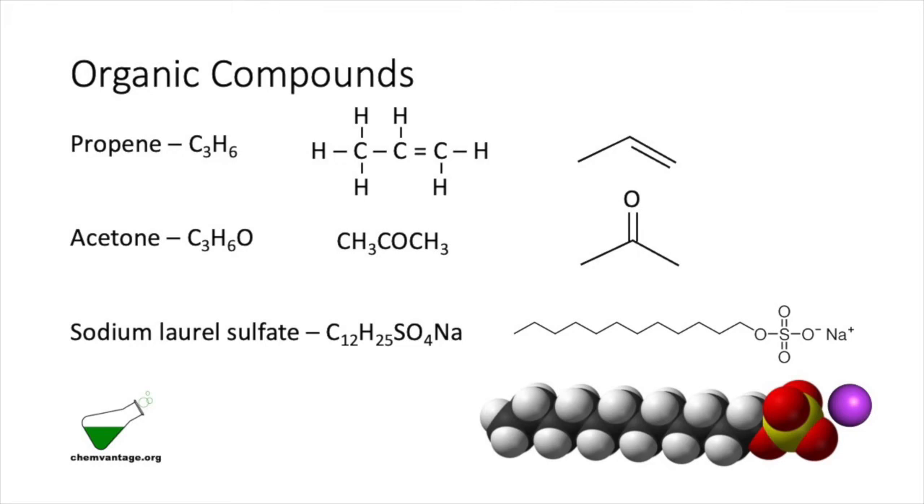All of the endpoints and vertices are understood to be carbon atoms unless otherwise indicated, and the H atoms are omitted and simply understood to be present in sufficient quantity to satisfy the valence bond requirements. This becomes especially useful for large molecules like sodium lauryl sulfate, which contains 12 carbons and 25 hydrogen atoms. Sodium lauryl sulfate is a detergent commonly used in soaps, shampoos, and other personal care products.